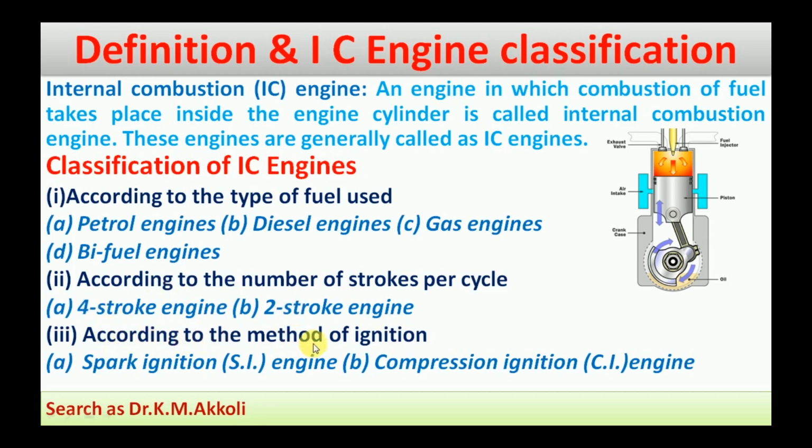The third type is according to the method of ignition. First is the spark ignition, SI engine. Here the starting of the combustion of the fuel is started by the spark produced by the spark plug. That is the spark ignition engine. And the compression ignition engine means that here air is compressed to a higher pressure and temperature, and due to the temperature of the air only, the fuel injected into it ignites. That is the compression ignition engine.